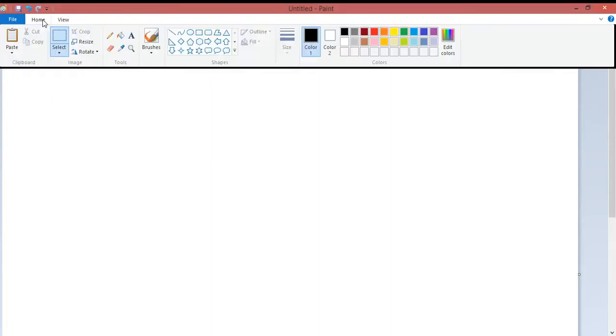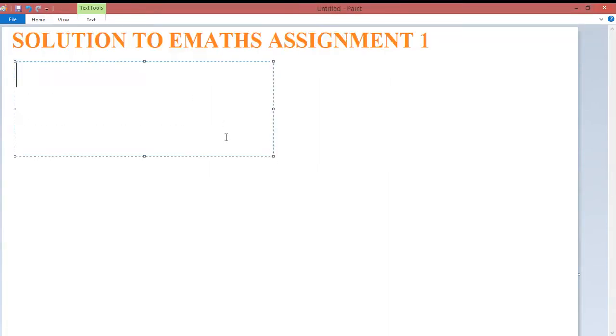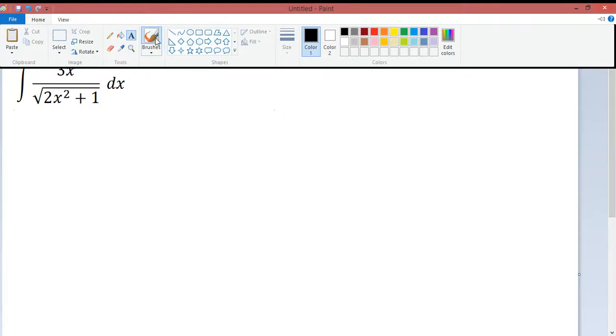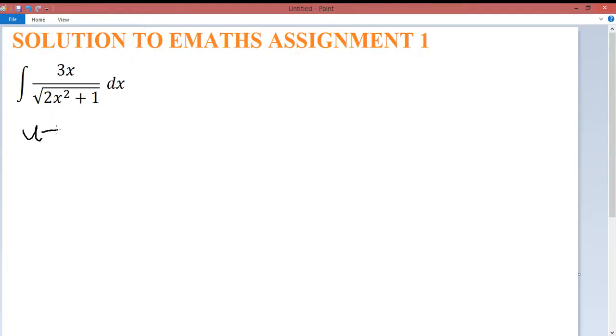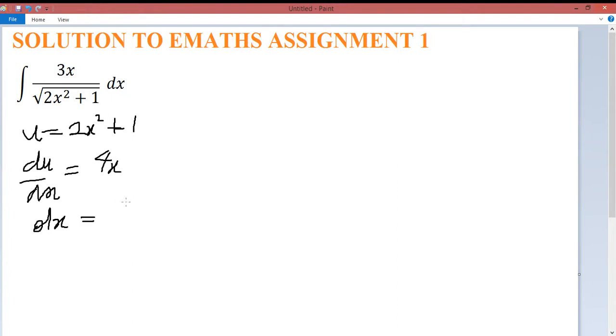Question number 3. We are asked to integrate this function. As usual, our u will be equal to 2x squared plus 1. And our derivative du dx is equal to 4x. And making dx the subject, we're going to have du over 4x.